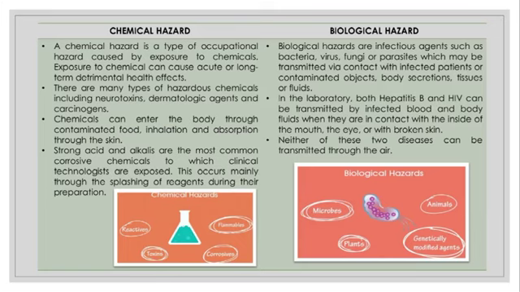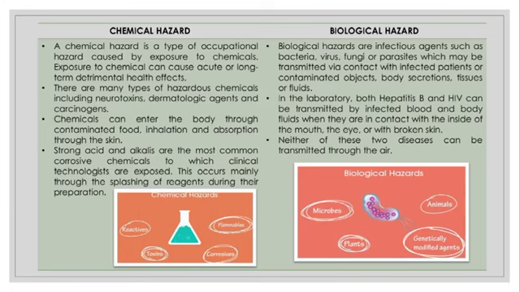Strong acids and alkalis are the most common corrosive chemicals to which clinical technologists are exposed. This occurs mainly through the splashing of reagents during their preparation. Biological hazards are infectious agents such as bacteria, viruses, fungi, or parasites, which may be transmitted via contact with infected patients or contaminated objects, body secretions, tissue, or fluids.